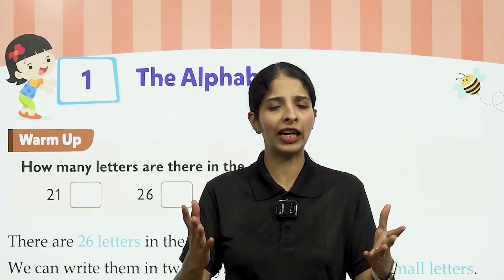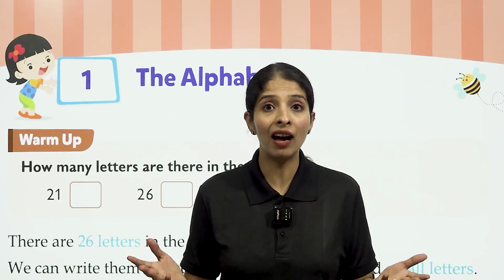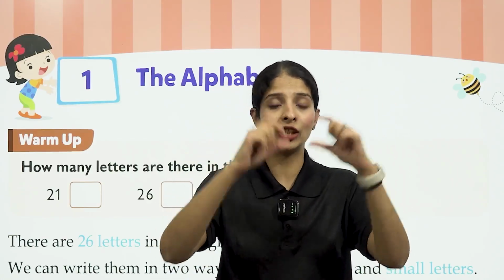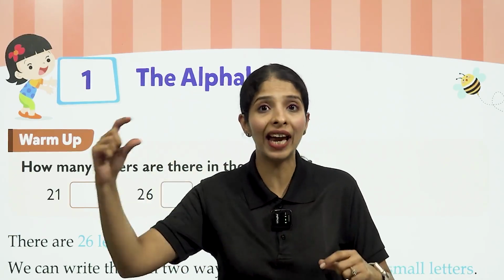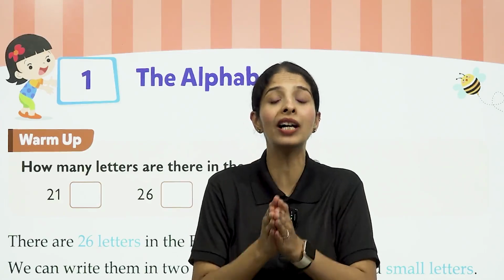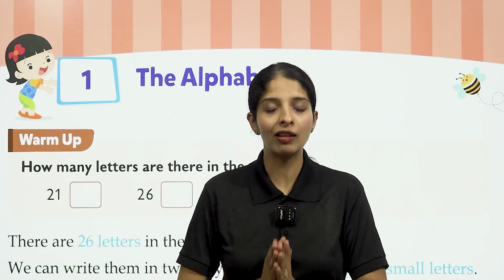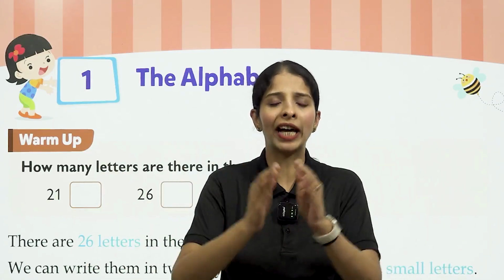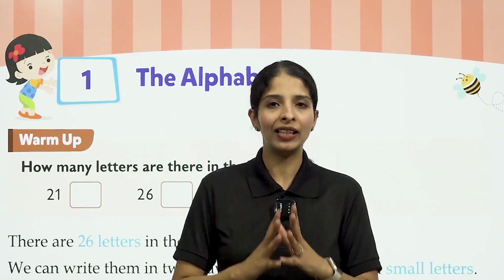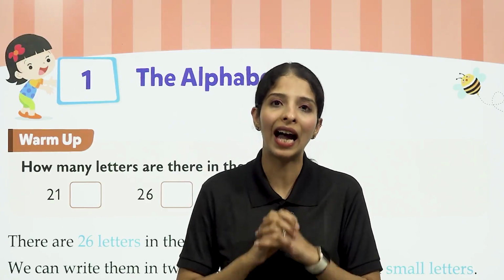For example, if your name is Ria, then which letters do you need to write Ria? To form this word Ria, you need letter R, you need letter I, you need letter A. Then when you combine these letters, you make the word Ria. So, there are 26 letters in the alphabet that we combine to form different words. Today in this session, we'll talk about these 26 letters.